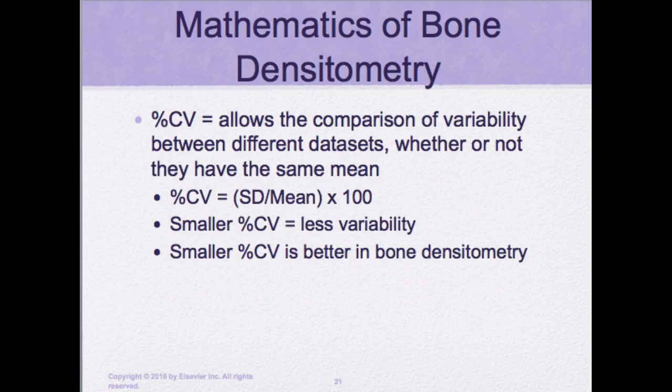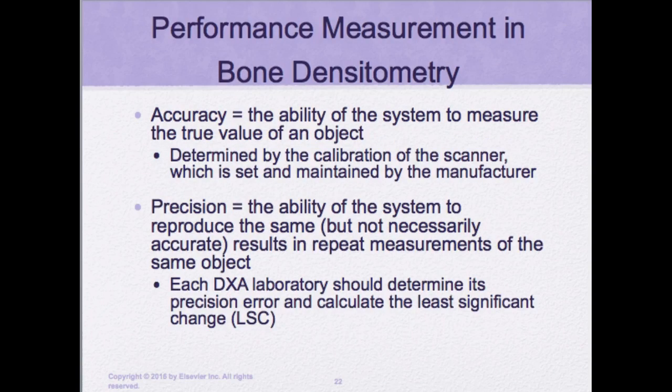The percent CV allows the comparison of variability between different data sets, whether or not they have the same mean. So percent CV equals the standard deviation divided by the mean times 100. You don't need to memorize this, just know the difference and how to calculate it if you have to. A smaller percent CV means less variability, and a smaller percent CV is better in bone densitometry.